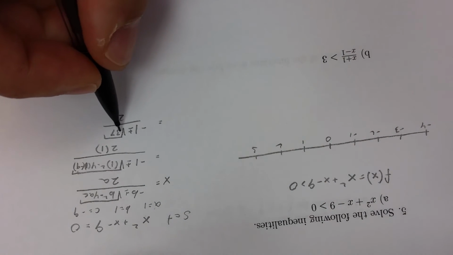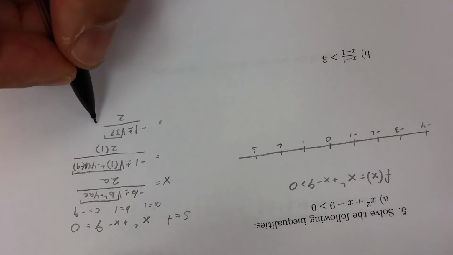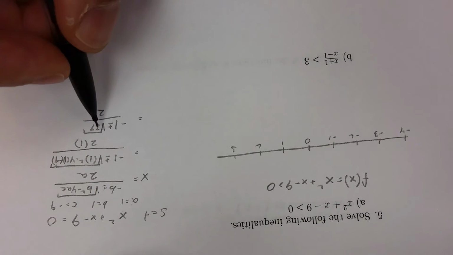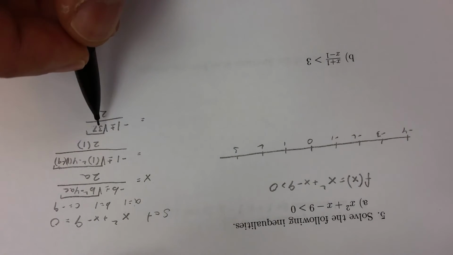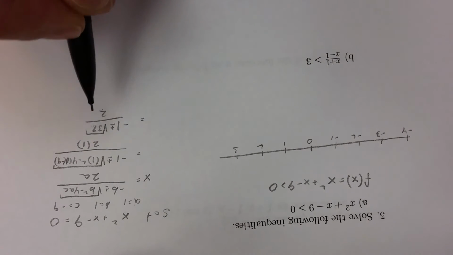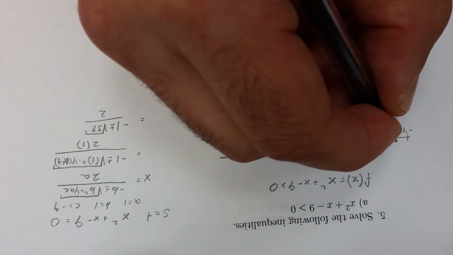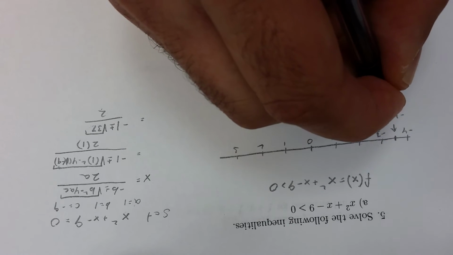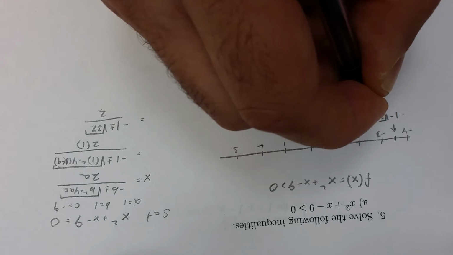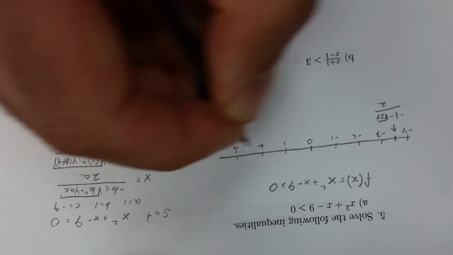So minus 1 minus root 37 over 2. You could either do this on a calculator or do it in your head. Root 37 is a little bit bigger than 6, so minus 1 minus a number a little bit bigger than 6 is a little bit smaller than negative 7, divided by 2, roughly minus 3.5. But again, you can do this on your calculator. So there's the number minus 1 minus root 37 all over 2.